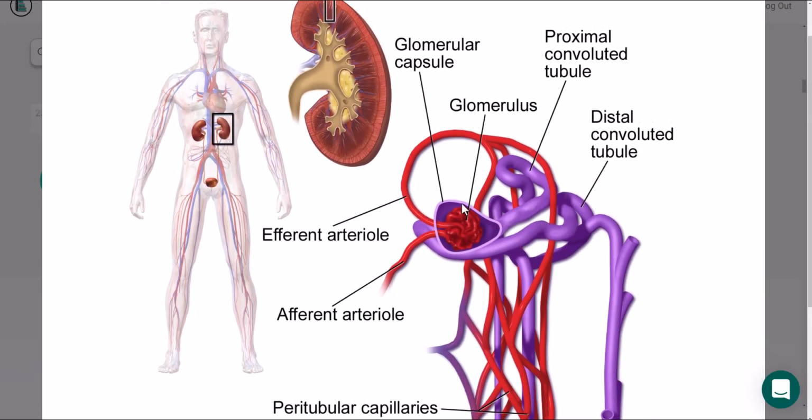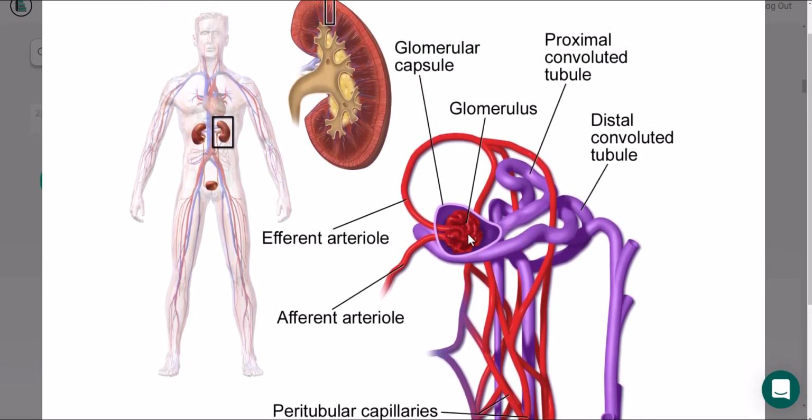Once the glomerulus filters the blood, the next part of the nephron attached here is the proximal convoluted tubule. We know the word proximal means closer to the point of attachment. So the proximal tubule, convoluted tells us that it's twisted. So we see a twisted tube, proximal, at the point of attachment, and we see it kind of wrap around.